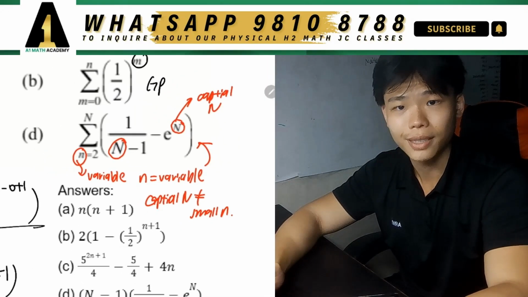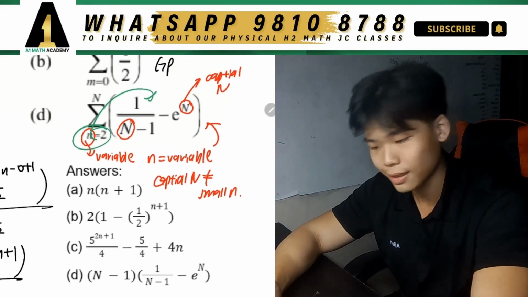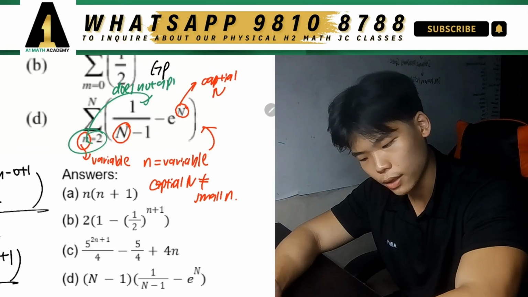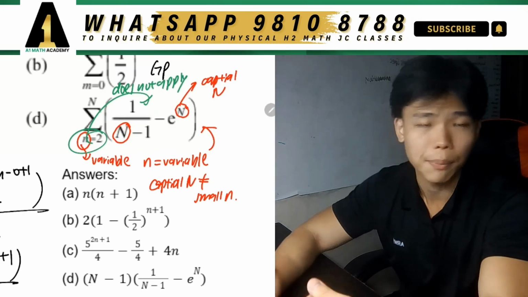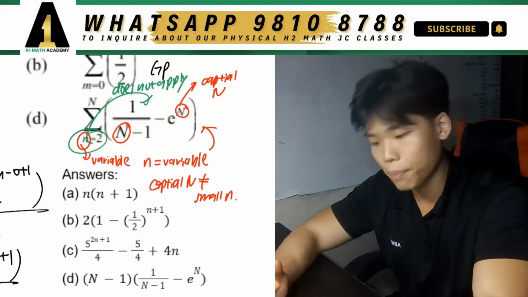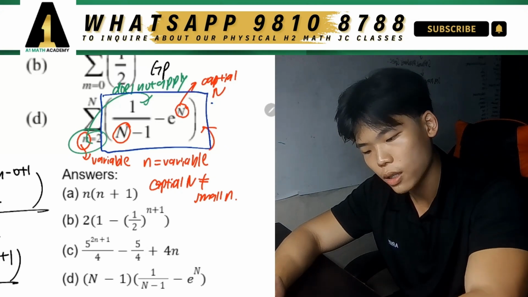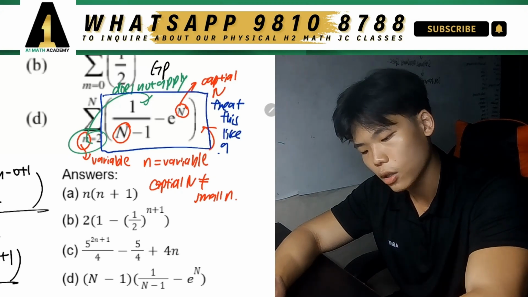So since they are not the same, what does that mean? That means this over here does not apply to this. Because the small n cannot sub into the position of the big N, right? So it does not apply. And since it does not apply to it, what we do is that we take this whole thing over here and we treat this like a constant.